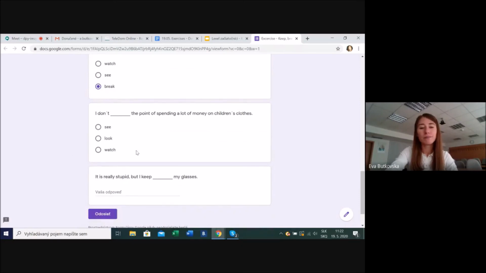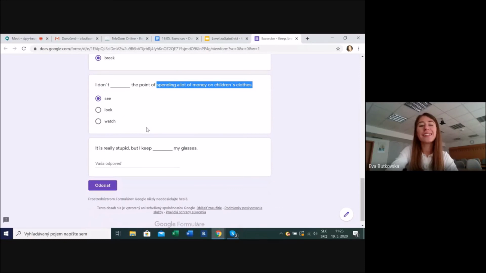What about the next one? I don't see the point of spending a lot of money on children's clothes. So I don't understand the reason, we could also say, but native English speakers always say, I don't see the point. You can use this phrase in any kind of context. I don't see the point of that and that. There doesn't have to be ing. It can be just a noun. I don't see the point of lockdown, or I don't see the point of waste, for example.